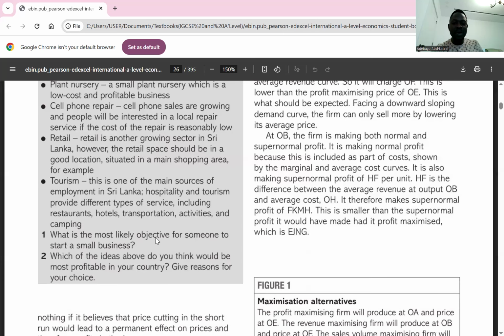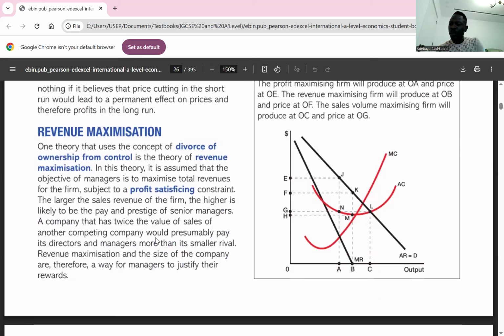So the next one is revenue maximization. Are you there? Yes. So for revenue maximization, I wrote, revenue maximization is the theoretical objective of a firm, which attempts to sell at a price which achieves the greatest sales revenue. So for revenue maximization, the aim is making the highest possible sale in the market.